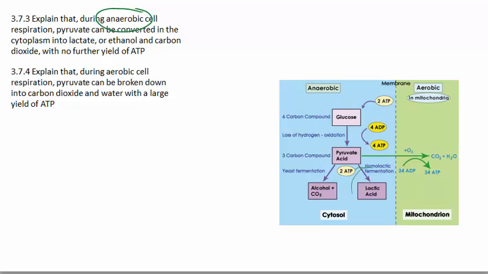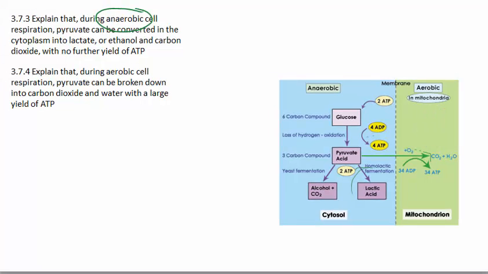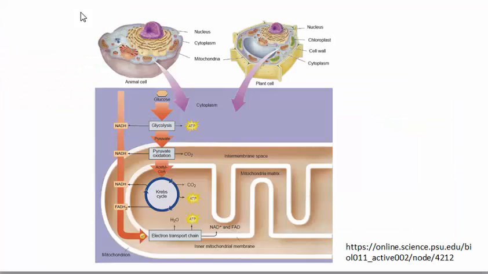In 3.7.4, you see it says, explain that during aerobic cell respiration, pyruvate can be broken down into carbon dioxide and water with a large yield of ATP. So that's this right side of the figure. It happens in mitochondria. You produce 34 more ATP when you have oxygen, and we'll discuss that further in the future video. So, what have we discussed? We've discussed only this part of the process, and that happens in the cytoplasm. Glucose through glycolysis making pyruvate and a yield of net 2 ATP.